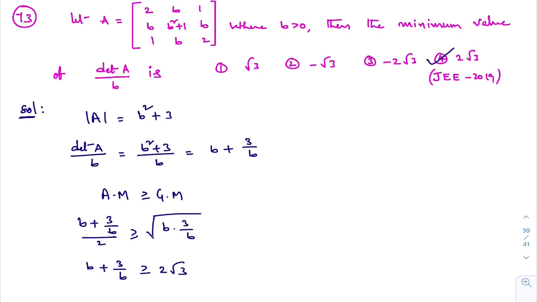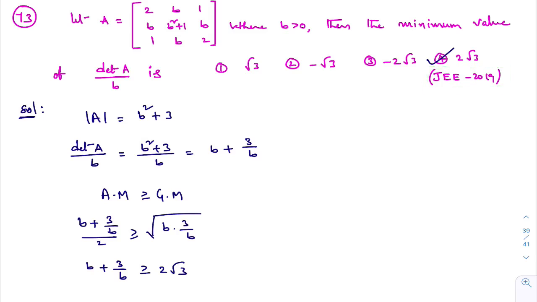Now you see question number 73. They given A equal to like this, where B is greater than 0. Then minimum value of det A divided by B. Here 4 options are there. We need to choose the right option. Here this is JEE 2019 question.